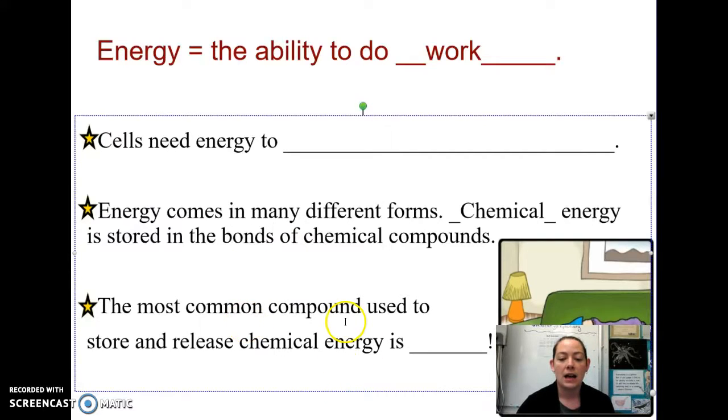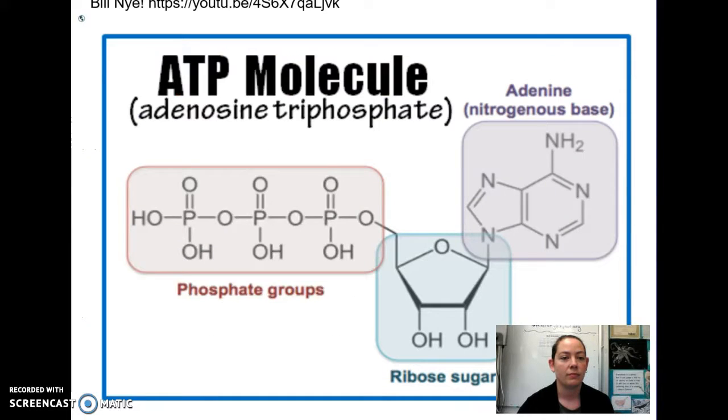The most common compound used to store and release chemical energy, we just talked about it, it's not sugar. Right now we're talking about ATP. So sugar stores energy for a long term, but the type of energy that our cells need all the time is ATP. So here's a big outline of an ATP molecule. Before we take a dive into that, let's watch this quick video from Bill Nye.